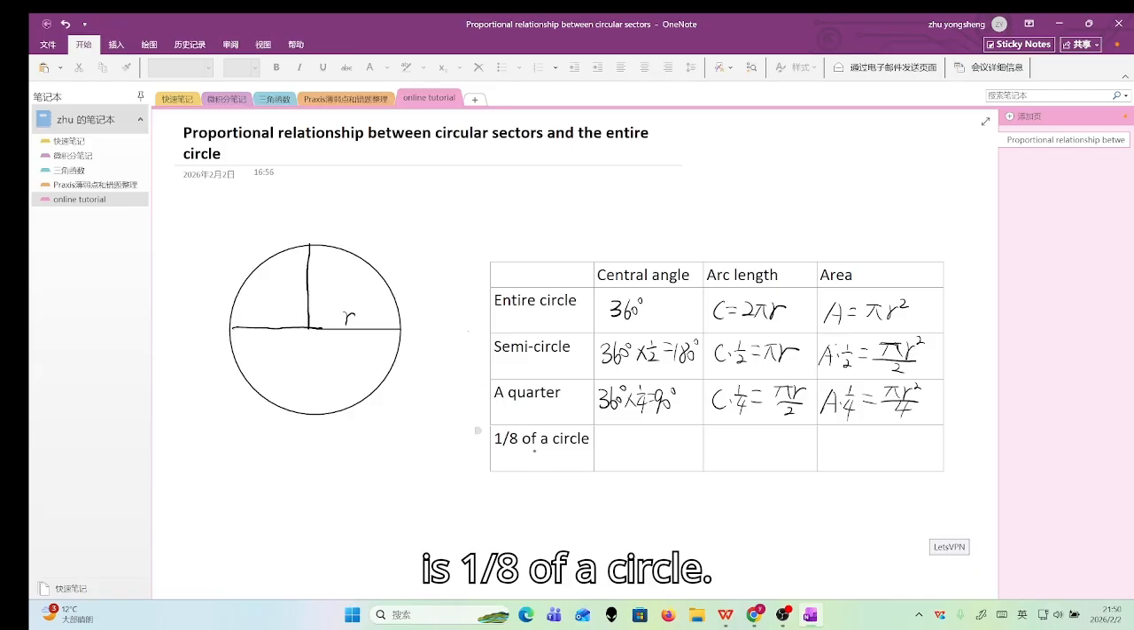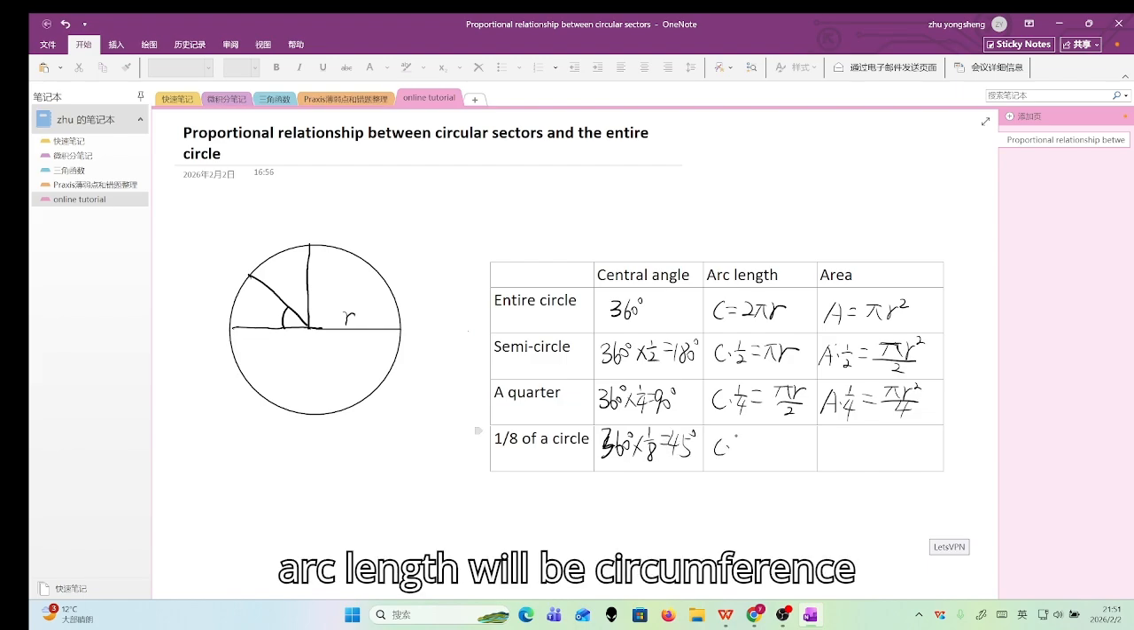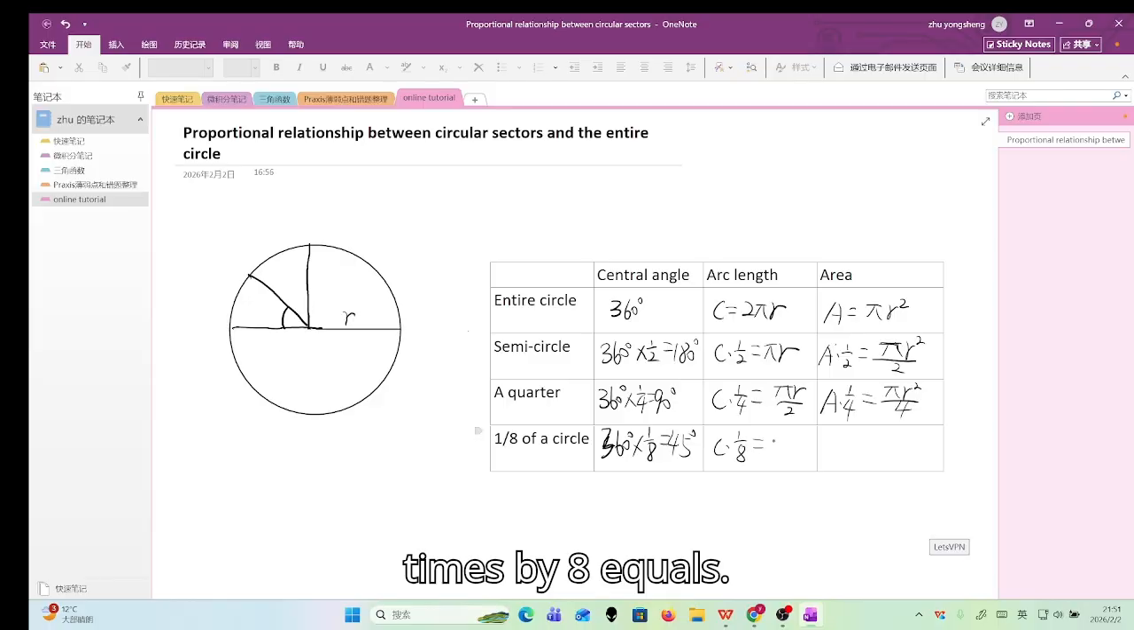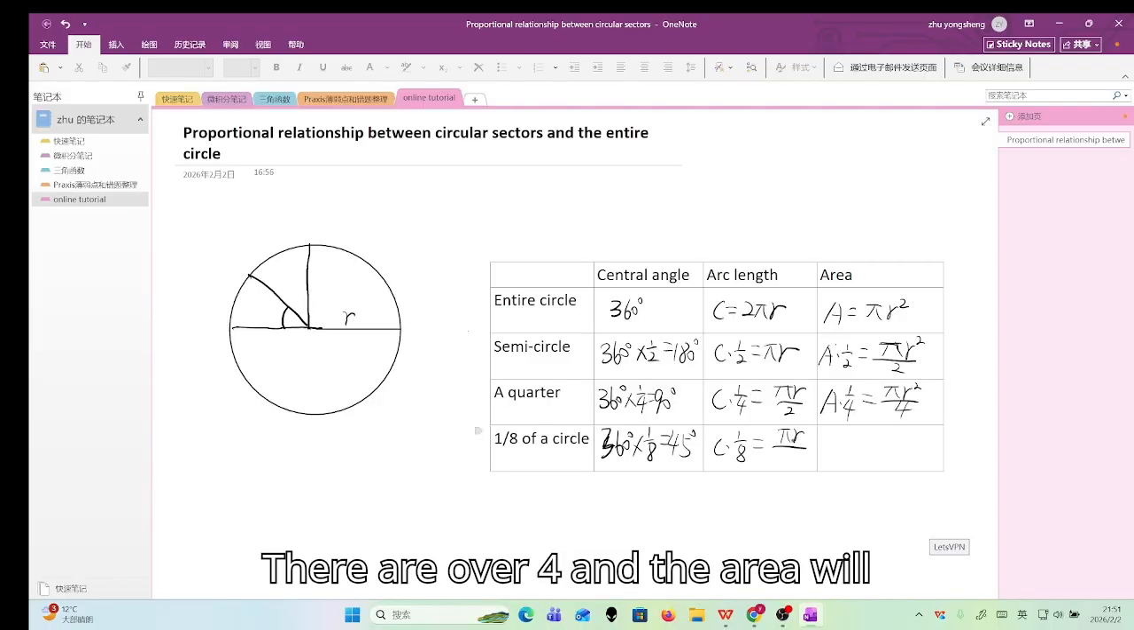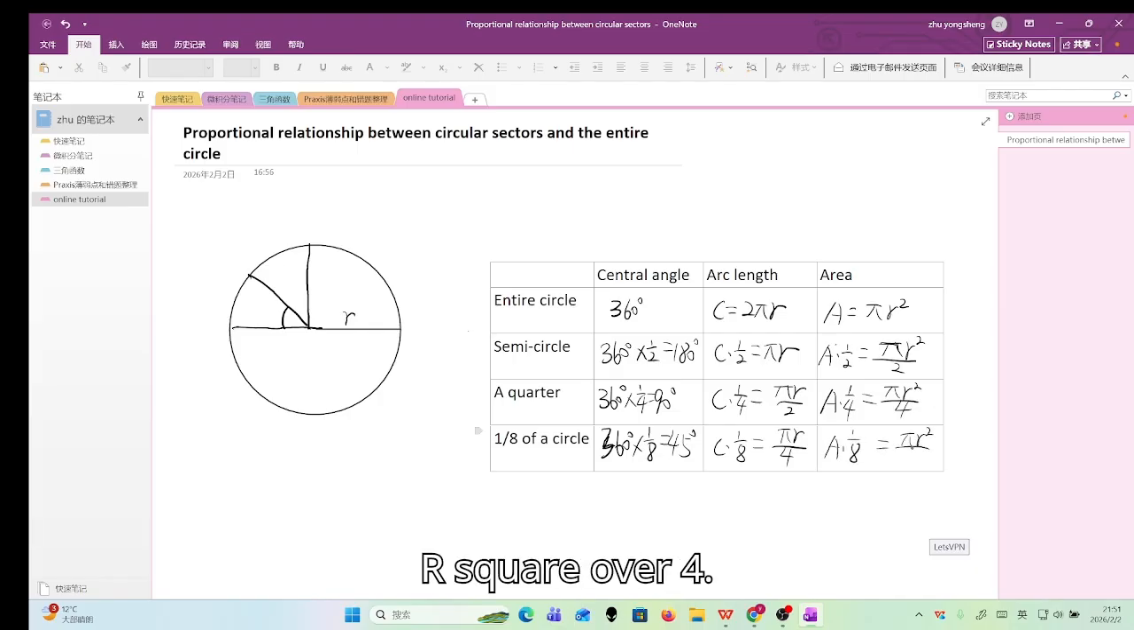And if it is 1/8 of a circle, this part, the central angle will be 45 degrees. That will be 360 times 1/8 equals 45 degrees. And the arc length will be circumference times 1/8 equals pi r over 4. And the area will be 1/8 of the area, which equals pi r squared over 8.